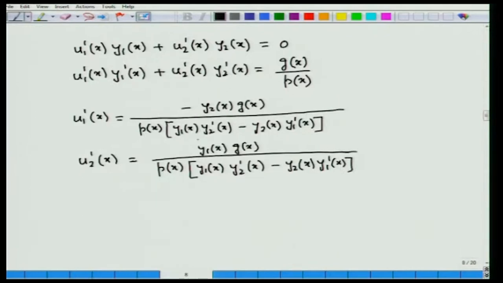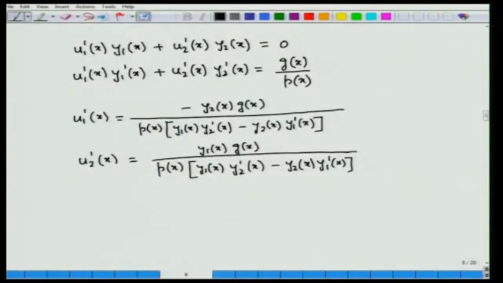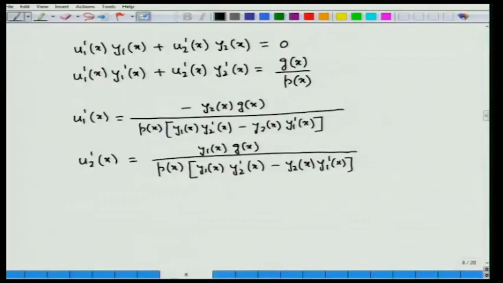Now, we have to ensure that this quantity present in the denominator for the expression of u1'(x) and u2'(x) is non-zero, and you can easily verify from the theory of ordinary differential equations that y1(x) y2'(x) minus y2(x) y1'(x) is nothing but the Wronskian of the two functions y1(x) and y2(x). And here we can easily prove that this quantity is a constant quantity, because L y1 is equal to 0, L y2 is equal to 0, and y1 and y2 are actually two linearly independent solutions of the corresponding homogeneous equation.